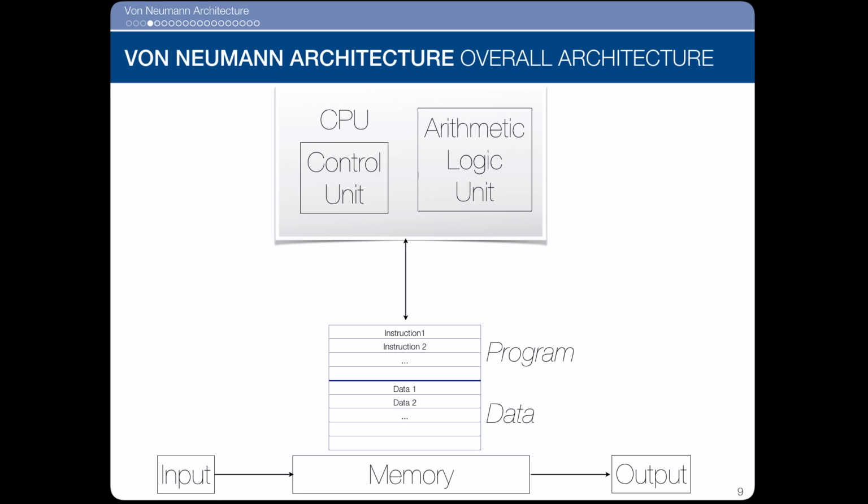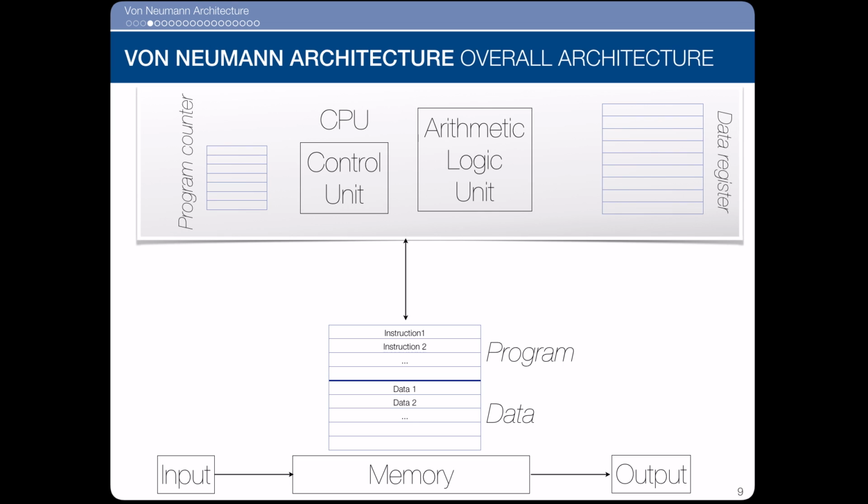Within the memory, we distinguish between the instructions, the program, and the data. And within the CPU, we also have small memory registers. We have the program counter that keeps track of the instruction that needs to be executed, and we have the data register, which is a small piece of memory that the ALU uses to perform the operations. So let's see how it works.